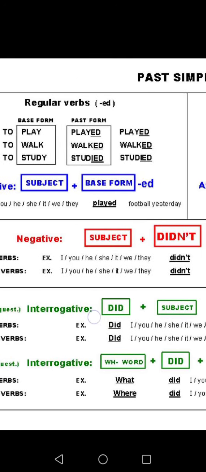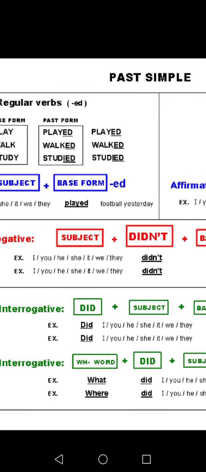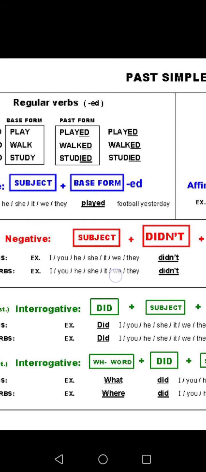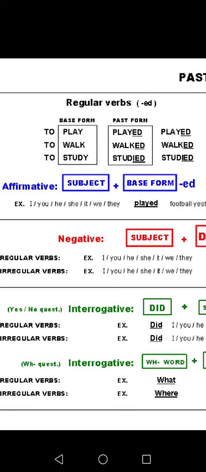This that you can see in red color is the structural formula that we have when we want to structure sentences in negative form. Now we have here in blue color the formation of affirmative sentences. The subject, of course, and the verb in ed.